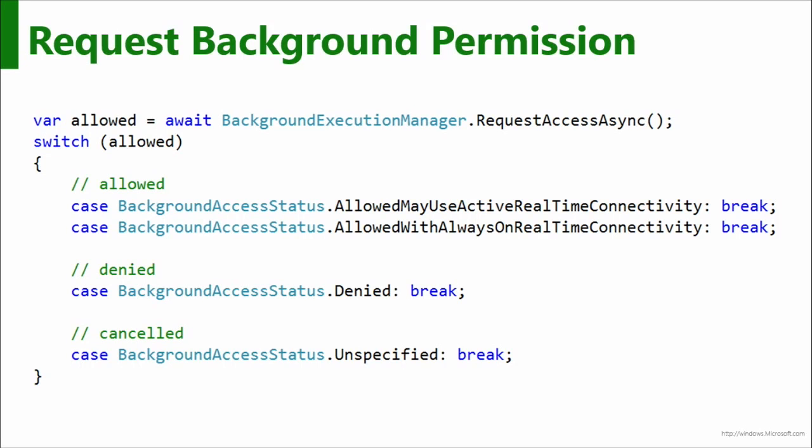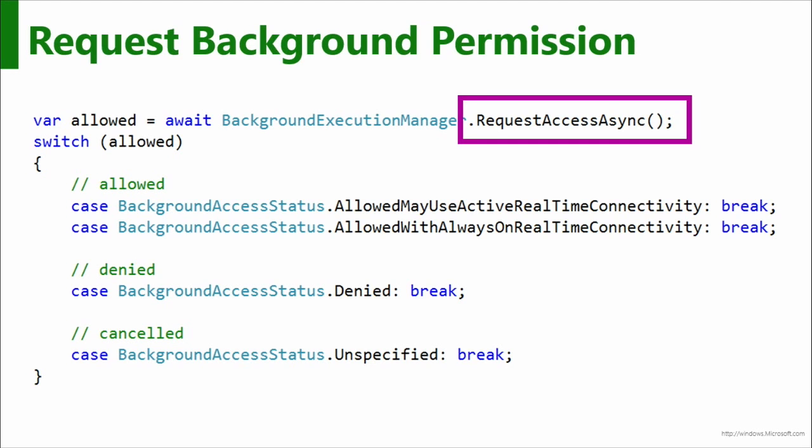All right. This is the way I would ask permission for my background task to be registered. So as I go through and say, okay, I've written my background task. It asks for whether or not the cost is high. I handled deferral all just fine. Now I'm ready to register it with the system. Well, this is the beginning of registering it with the system. I asked the background execution manager to request access, and it's a request access async.